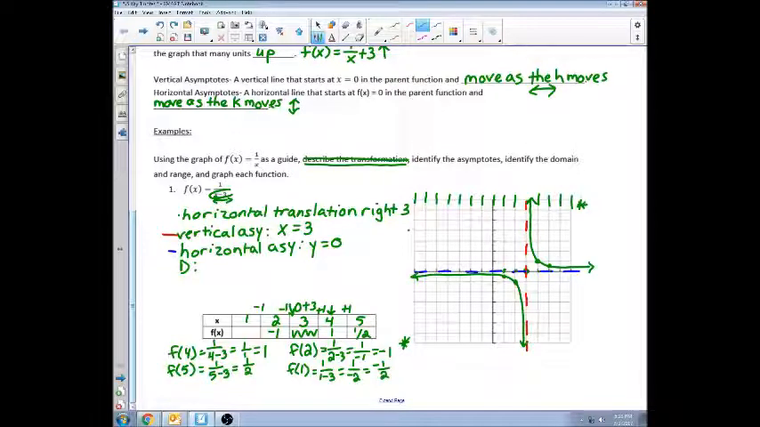That's what this arrow here means. And that's what this arrow here means. It means all those x values are part of my answer except for that one at x equals 3. So it's going to be all real except 3. Okay? Now my range is going to be all the numbers that are y's.